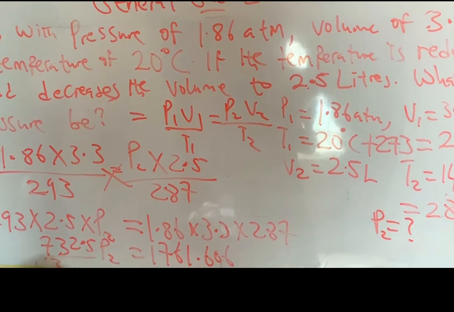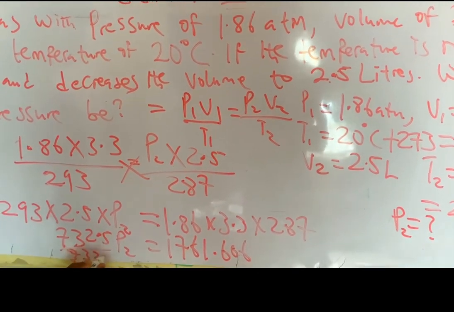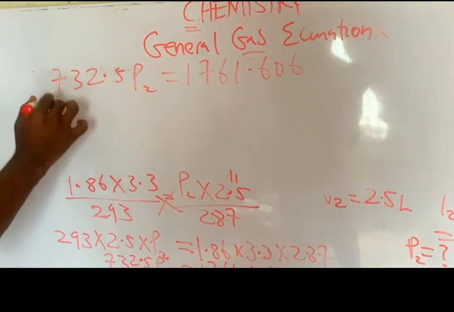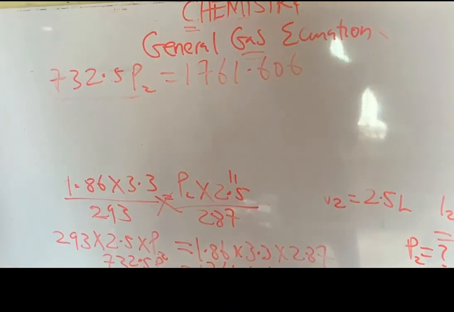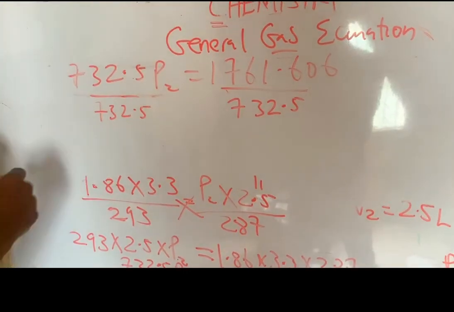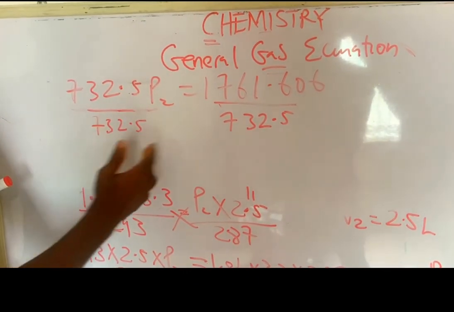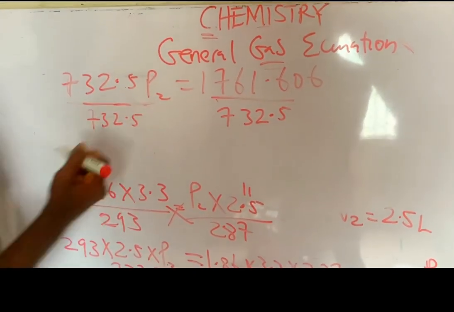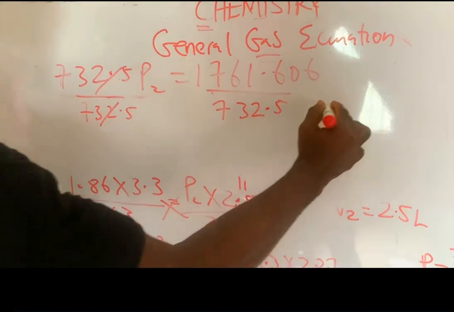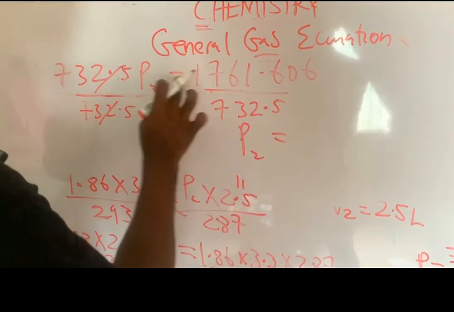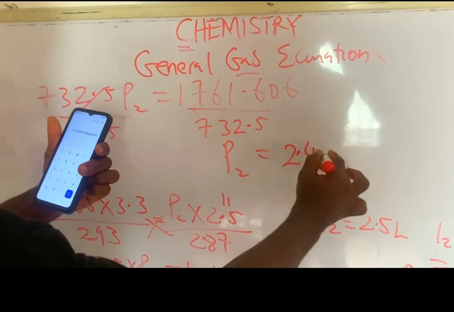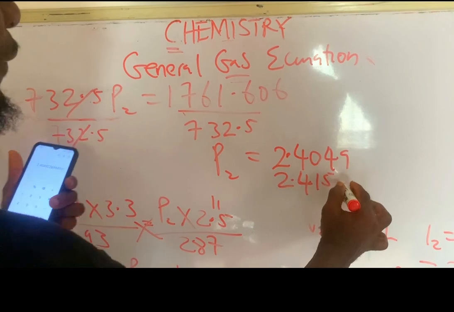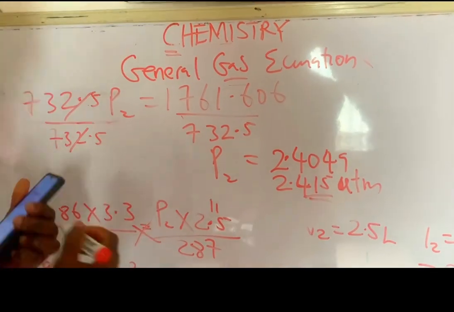Now let's press this to know what it is: 1761.606. So we're going to divide both sides by 732.5, the coefficient of P2. So this cancels this, and our answer for P2 is going to be this divided by 732.5, which is 2.4049, or we can say 2.4015 ATM. That is my answer.